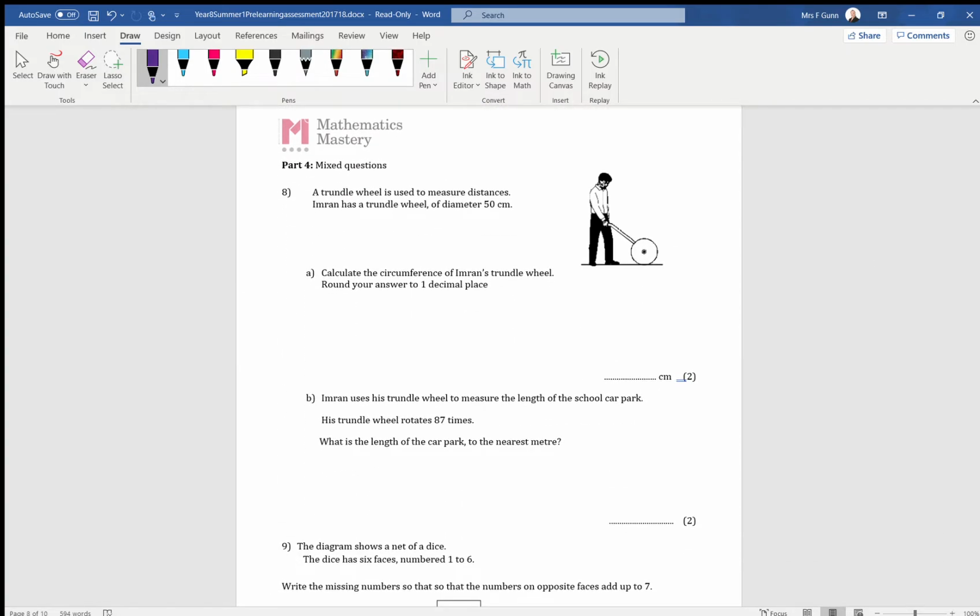Right, mixed questions here. I'm going to need to grab my phone just for a calculator, mainly because I've left my calculator in another room.